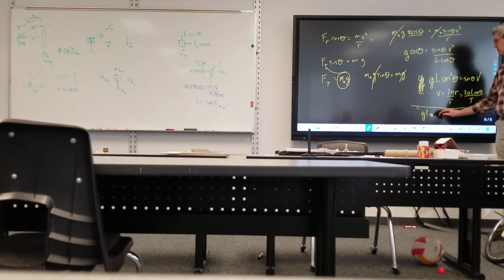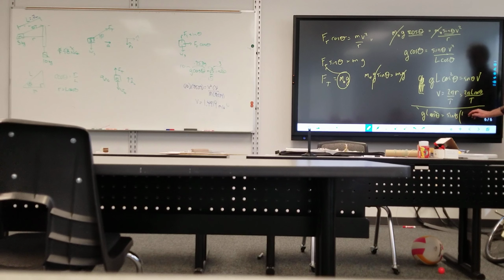g L cosine theta, cosine squared theta is equal to sine theta times 4 pi squared L squared cosine squared theta over t. Cosine squares cancel out. One of the L's cancels out. So we actually can solve for theta. Wait, wouldn't t also be squared? What's that? Wouldn't t also be squared? That L was squared. No, t. Oh, t, oh yes, t squared. Thank you.